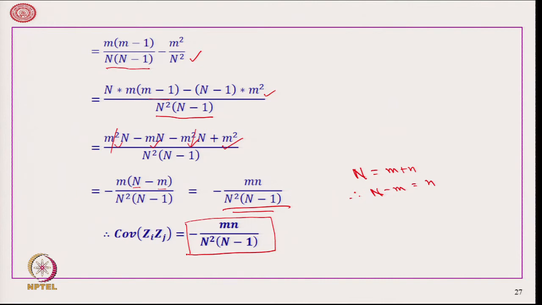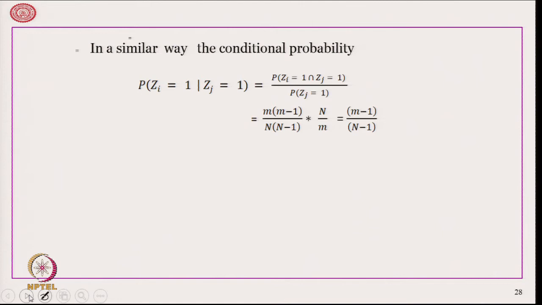So, this is proved. In a similar way, let us prove another result, which is from conditional probability. What is the conditional probability that Zi is equal to 1 given Zj is equal to 1? We know that from the definition of conditional probability, probability Zi is equal to 1 given Zj is equal to 1 is equal to probability Zi is equal to 1 and Zj is equal to 1 divided by probability Zj is equal to 1, which is coming out to be m into m minus 1 upon capital N into capital N minus 1 multiplied by capital N upon small m, which is coming out to be m minus 1 upon n minus 1.